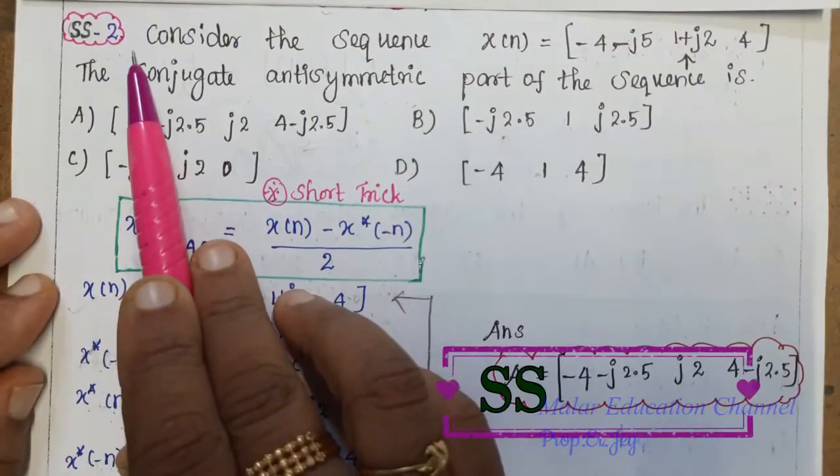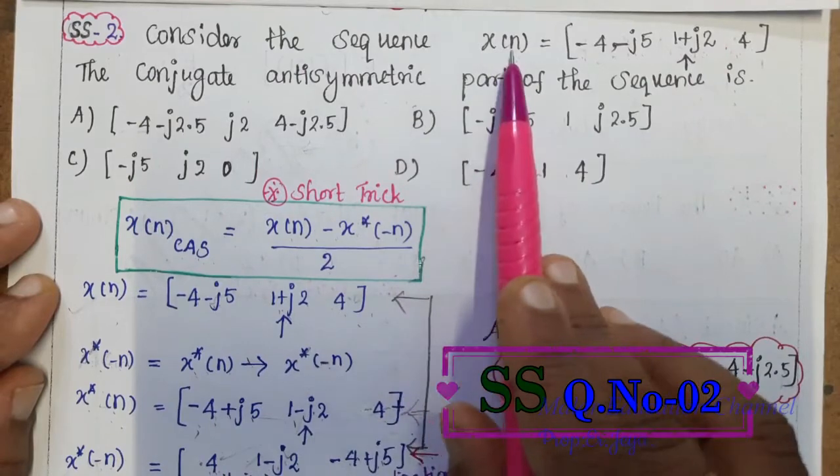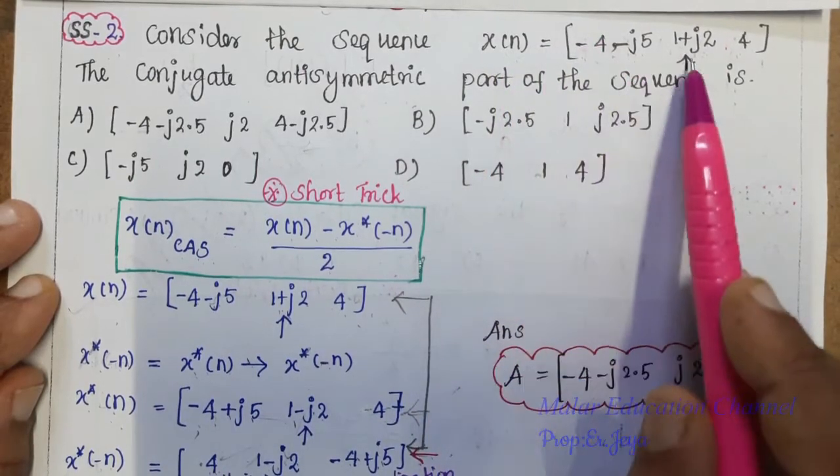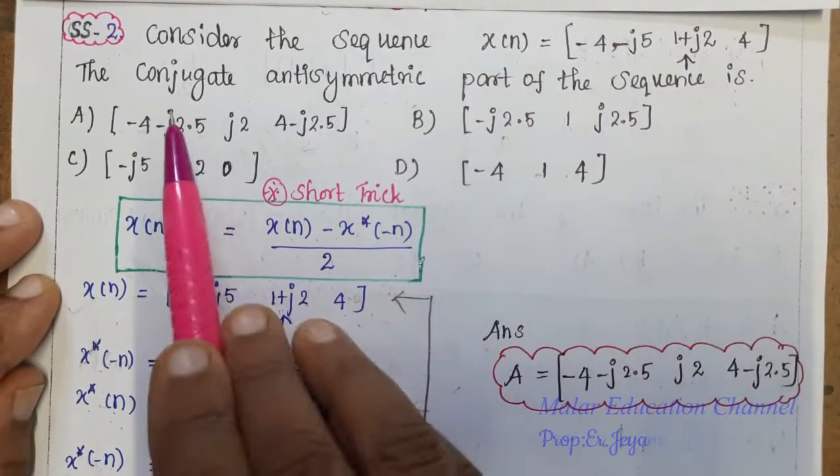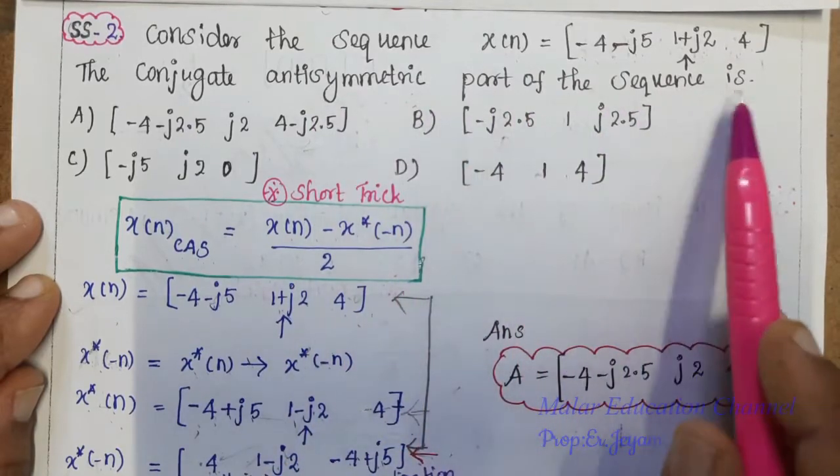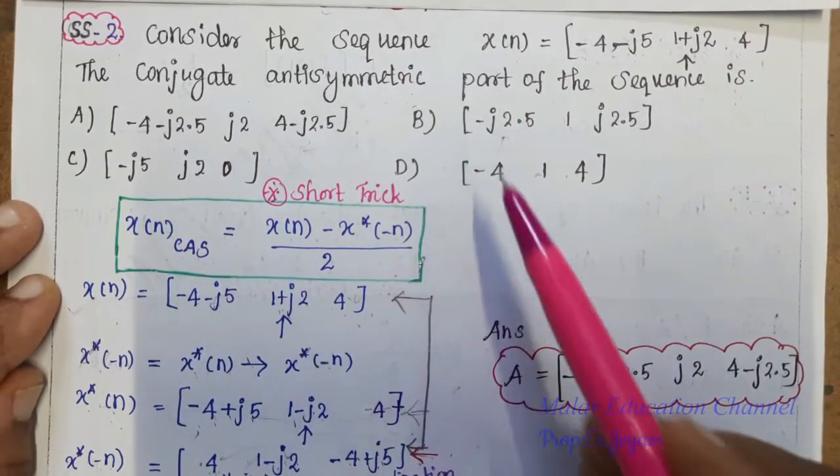Signals and systems, question number 2. Consider the sequence x of n: minus 4 minus j5, 1 plus j2, and 4. The conjugate antisymmetric part of the sequence is, with 4 options. Let me check one by one.